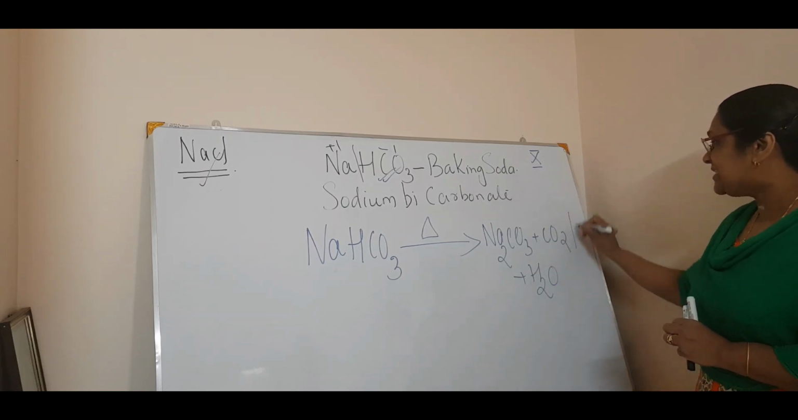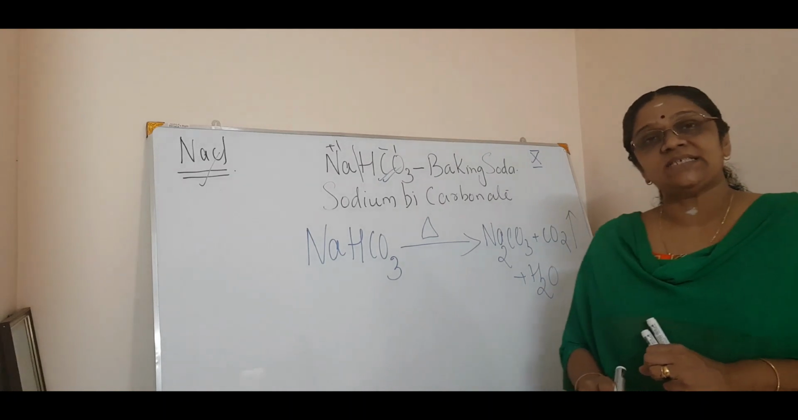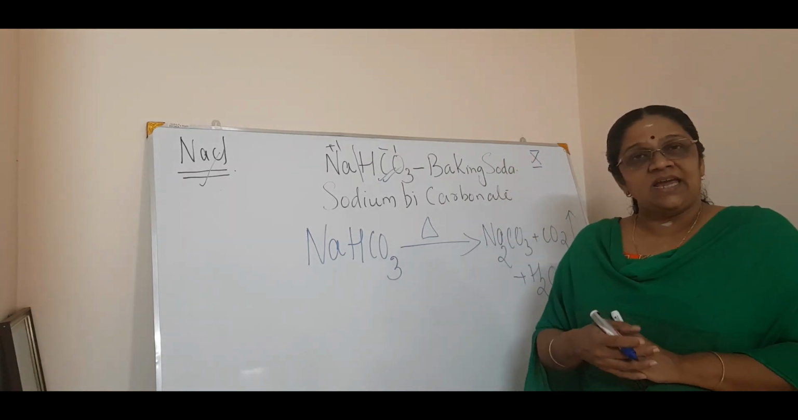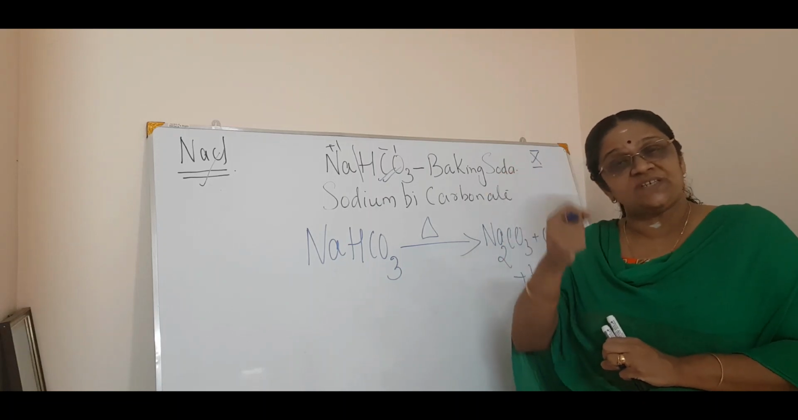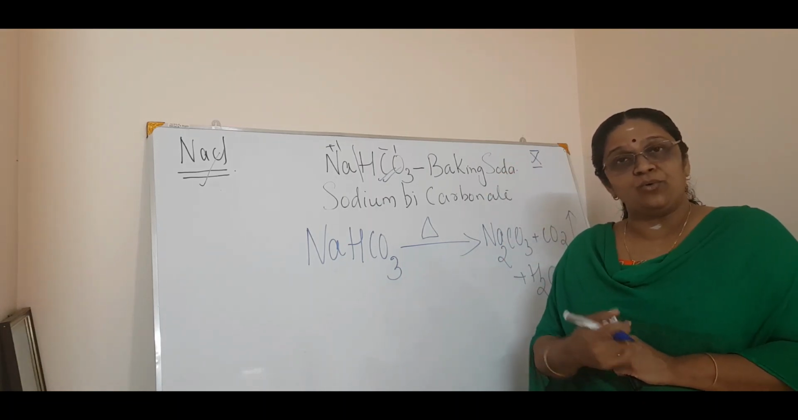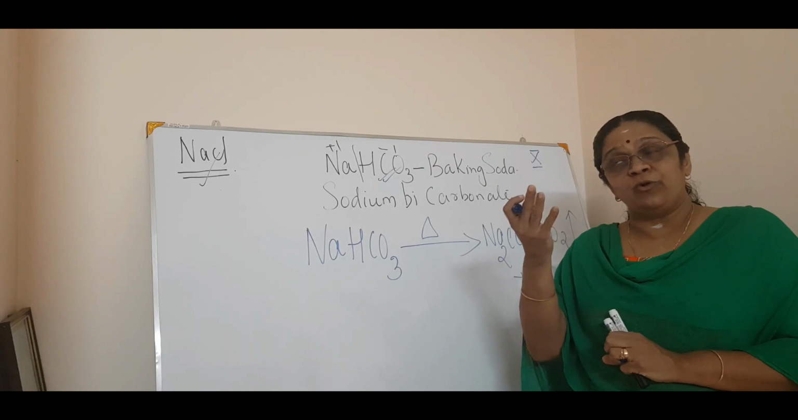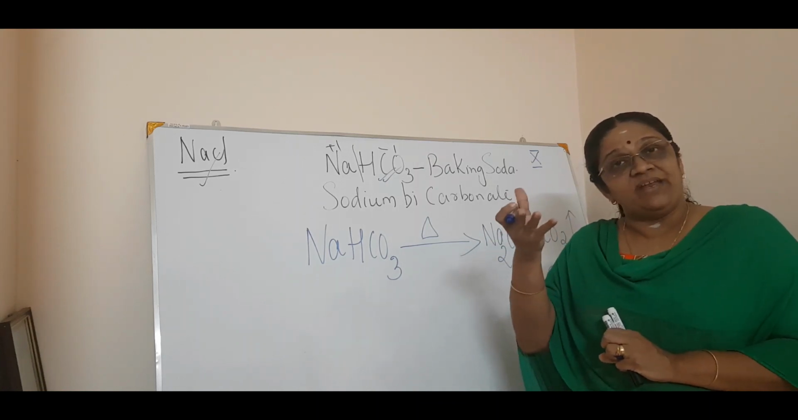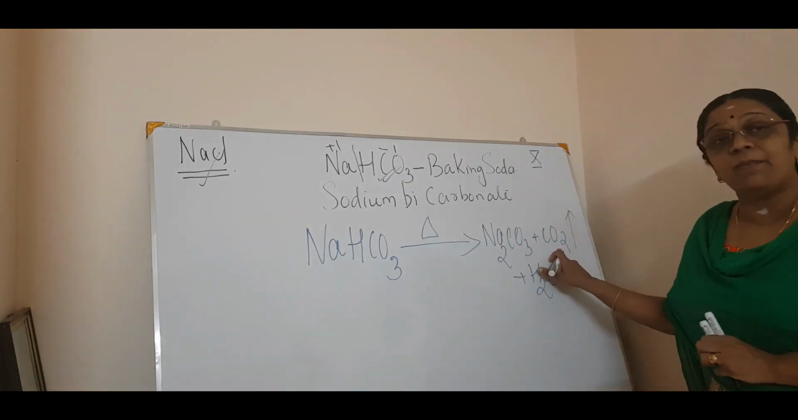See, which gas is produced? Carbon dioxide gas is produced. Since this carbon dioxide gas is produced from this, it will have that fluffiness or sponginess in that compound. Whenever you make pakoras or dosas, etc., it will have a fluffy nature due to the liberation of carbon dioxide.